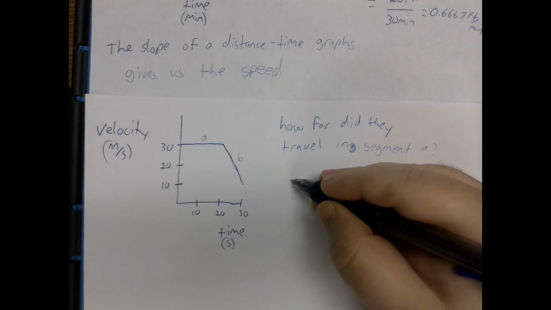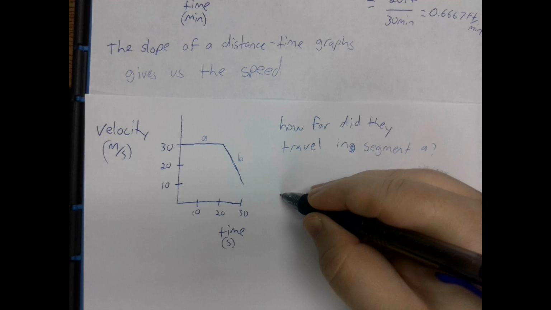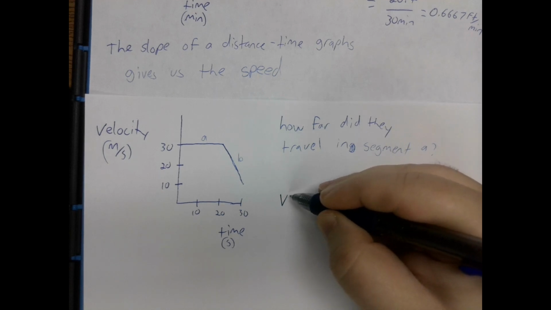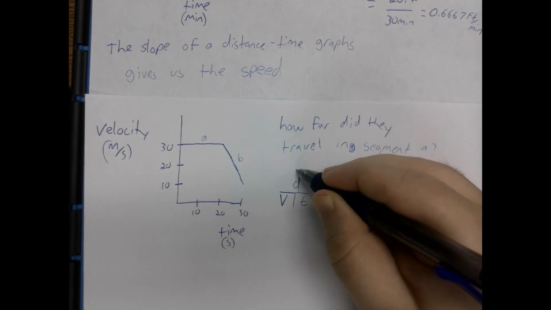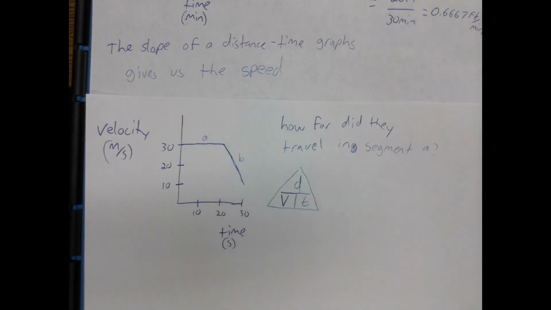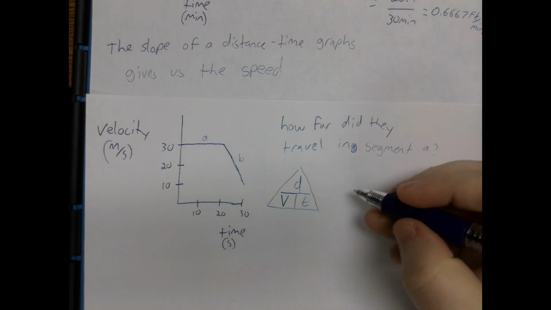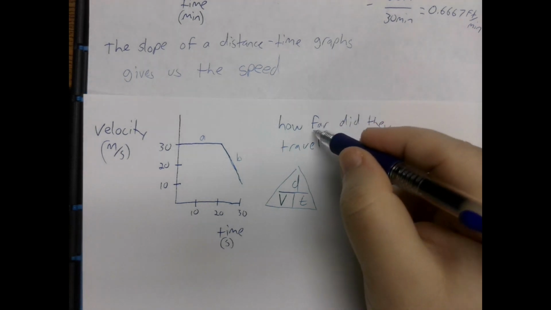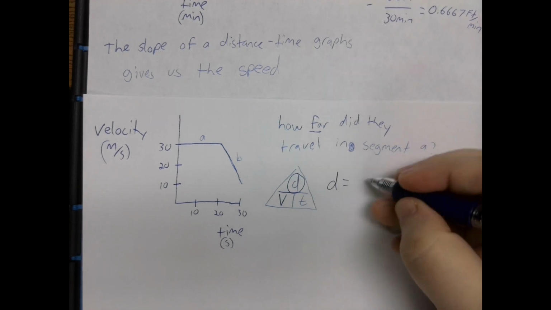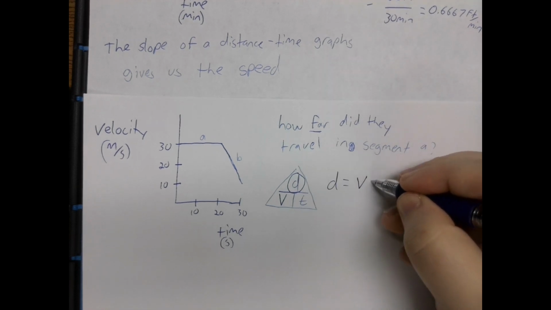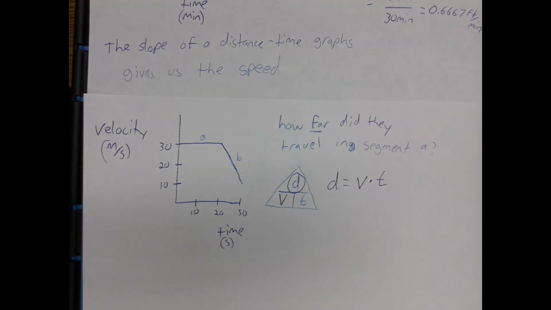So remember that velocity is equal to distance over time. So we're trying to find distance. So distance will be equal to the speed or velocity times time. So let's look at segment A.